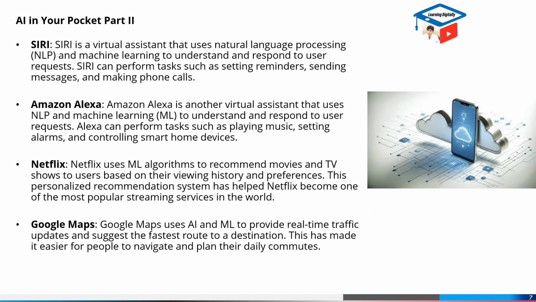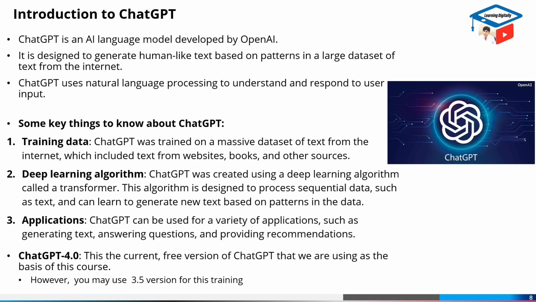In education, AI has been used to support student learning, adapt assessment, and analyze student data to identify key trends. Now let's learn about ChatGPT. ChatGPT is an AI language model developed by OpenAI. It is designed to generate human-like text based on patterns in a large data set of text from the internet. ChatGPT uses natural language processing to understand and respond to user input.